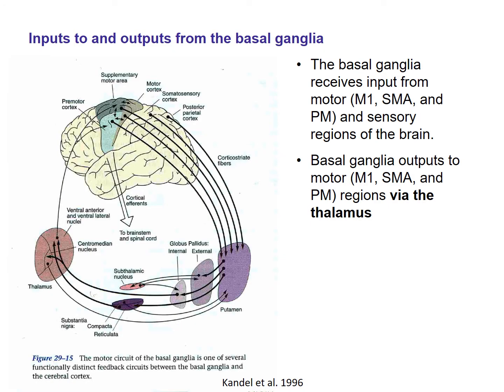The basal ganglia actually receives inputs from almost all parts of the cerebral cortex, but for the motor loop, the basal ganglia receives inputs from the motor cortex, the supplementary motor area, and the premotor cortex, as well as other sensory regions of the brain. So here are those projections to the basal ganglia. These are the basal ganglia nuclei. And the basal ganglia outputs back to these cortical regions from which this loop originated. It outputs back to these regions always via the thalamus. So this is the motor loop that I've described in the previous slide.